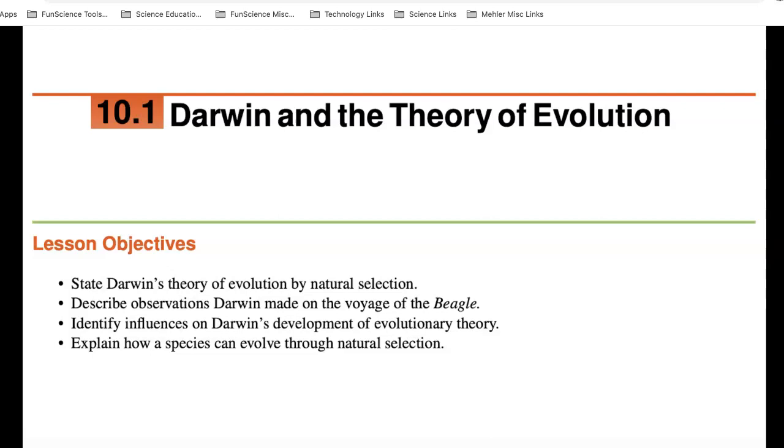So let's take a look at the lesson objectives for 10.1. We're going to talk about Darwin's theory of evolution by natural selection. We're going to describe observations that Darwin made on his 5-year voyage on the Beagle. And we're going to look at some of the influences that developed as the evolutionary theory developed. And we're going to explain how a species can evolve through natural selection.